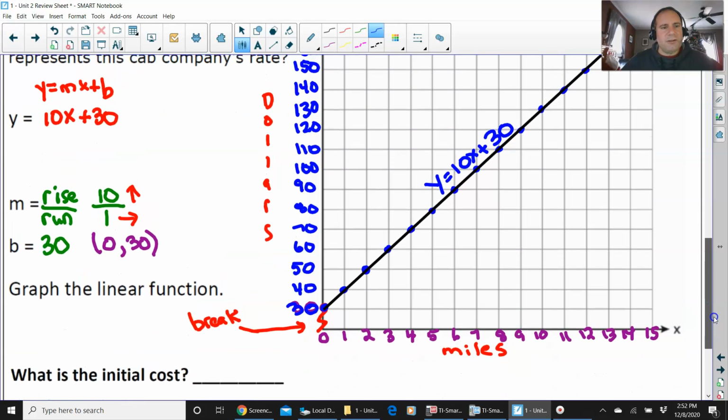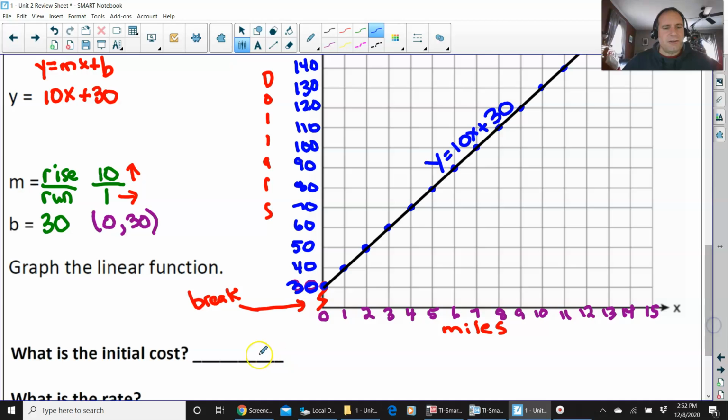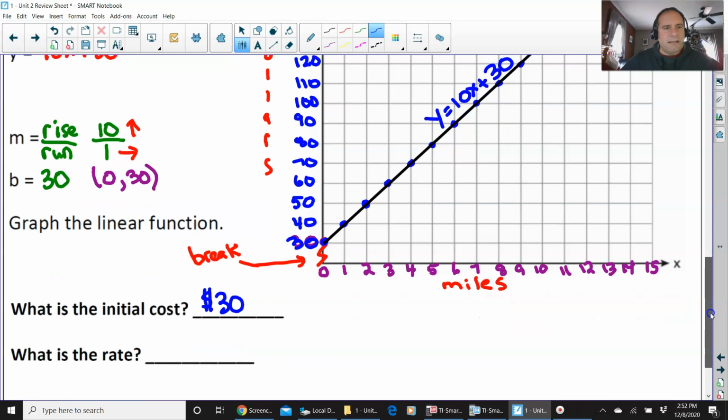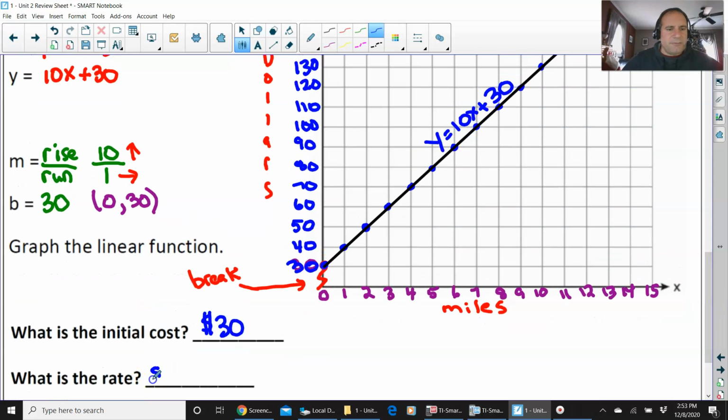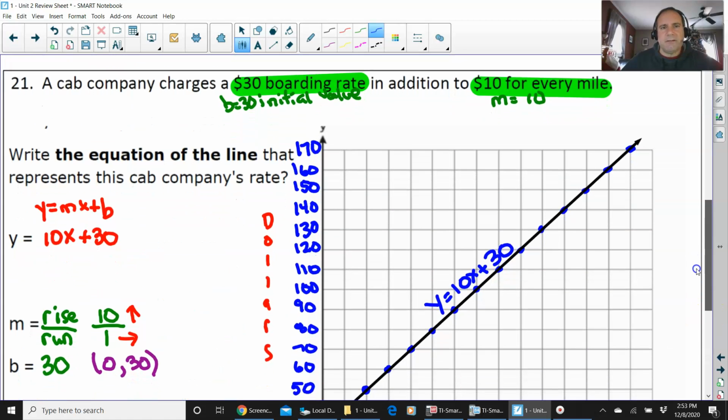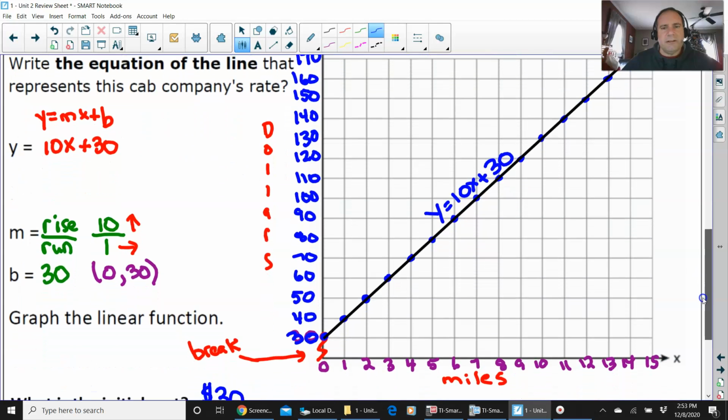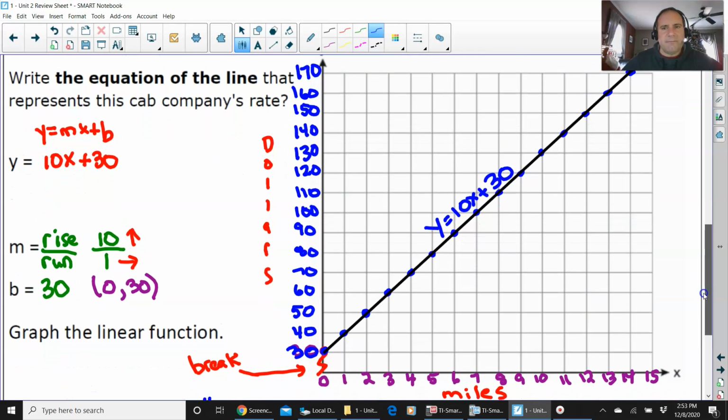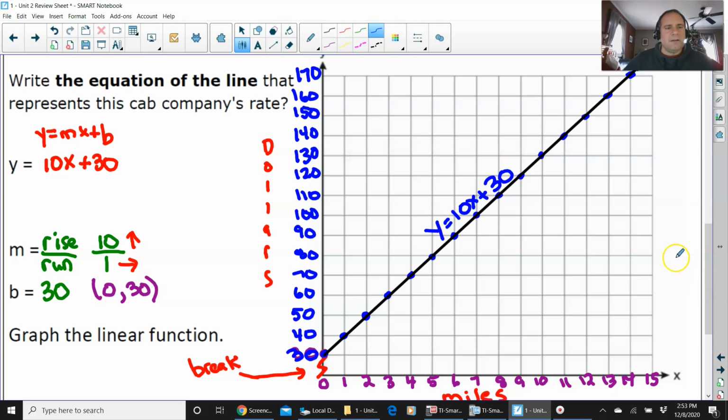What is the initial cost? The initial cost is $30. What is the rate? The rate is $10 per mile. And you can see it right up here, $10 for every mile, $30 boarding rate. So that's it. That's your graph. All right, and that is number 21.